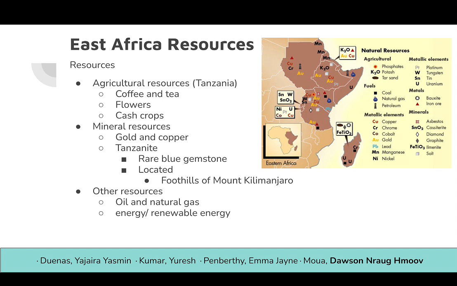For the East Africa resources, they get many resources from agriculture, minerals, and others. For agricultural resources, they mainly get their resources from Tanzania, such as coffee, tea, flowers, and cash crops. For mineral resources, they get minerals such as gold and copper, and tanzanite, which is a rare blue gemstone located on the foothills of Mount Kilimanjaro. Other resources East Africa gets are oil and natural gas. They also get energy and renewable energy.